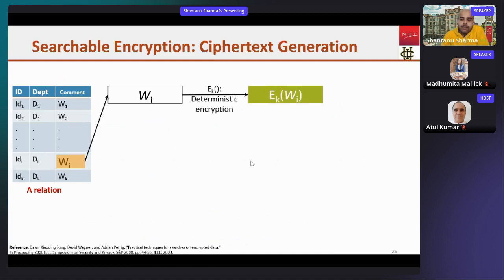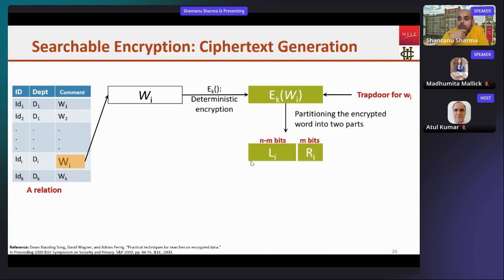First, we encrypt using a deterministic encryption technique, such as any symmetric encryption technique. We can use it and encrypt the data. This will also work as an encrypted query. In cryptographic literature, we call it a trapdoor. So it will work as an encrypted query, or trapdoor, whenever we want to execute a query. Next step, after encryption, we need to partition our encrypted ciphertext into two parts. One is the n minus m bits that we call the left part, and the remaining m bits as the right part.